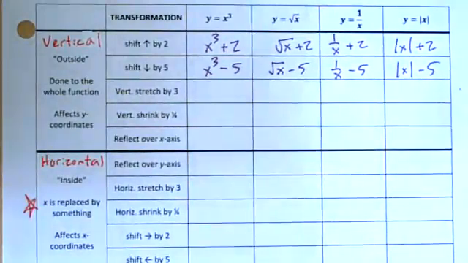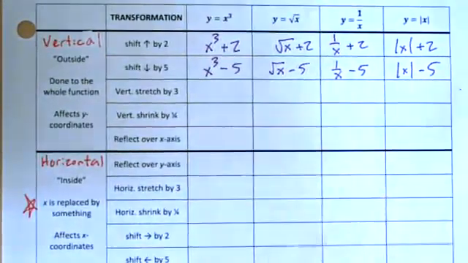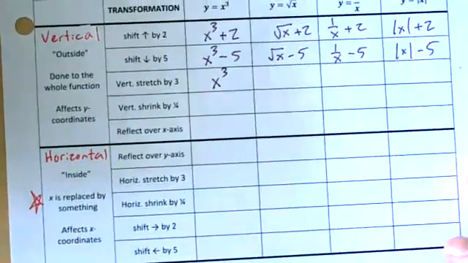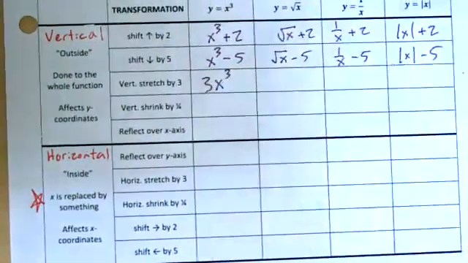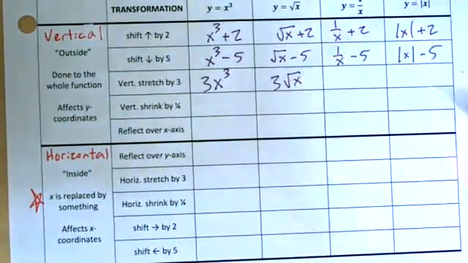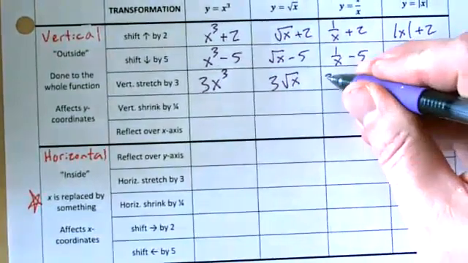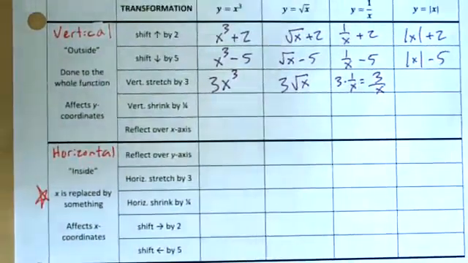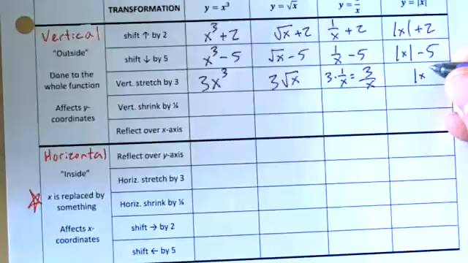We accomplish the rest of the transformations, stretches and shrinks and reflections, by multiplication, right? So if I'm going to do a vertical stretch by 3, I'm going to take my whole function, which was x cubed, and I'm going to multiply it by whatever I'm stretching by, which in this case is 3. So 3 times the whole function. If I were dealing with a square root function, I would multiply the whole thing times 3. Reciprocal function, 3 times 1 over x. I would probably write that as 3 over x. Absolute value of x times 3.